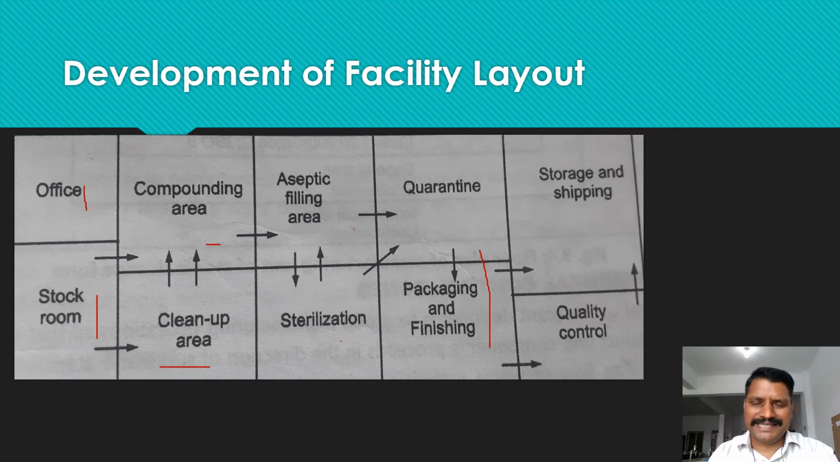Randomly select some samples from this batch, and these samples are used for quality control testing in the QC area. Meanwhile, after packaging you can directly store the batch in the storage and shipping area, except the QC sample, and after quality control testing we can store the sample in the storage and shipping area. So this is about the layout or development of facilities layout in the production of parenteral dosage form.